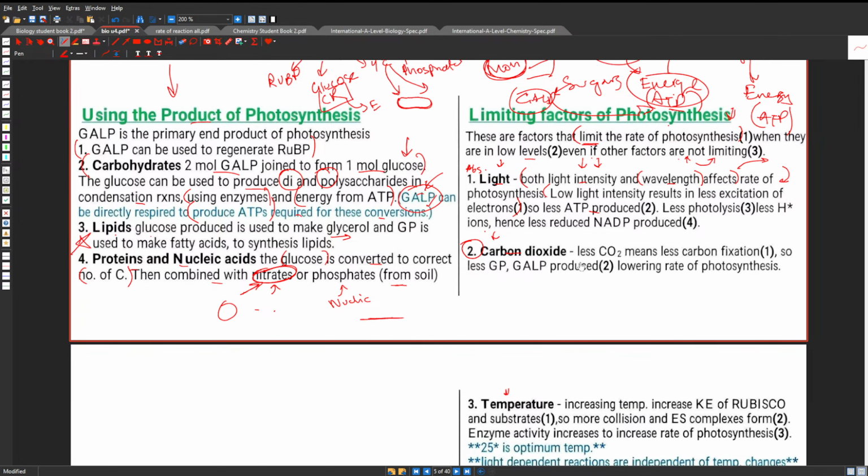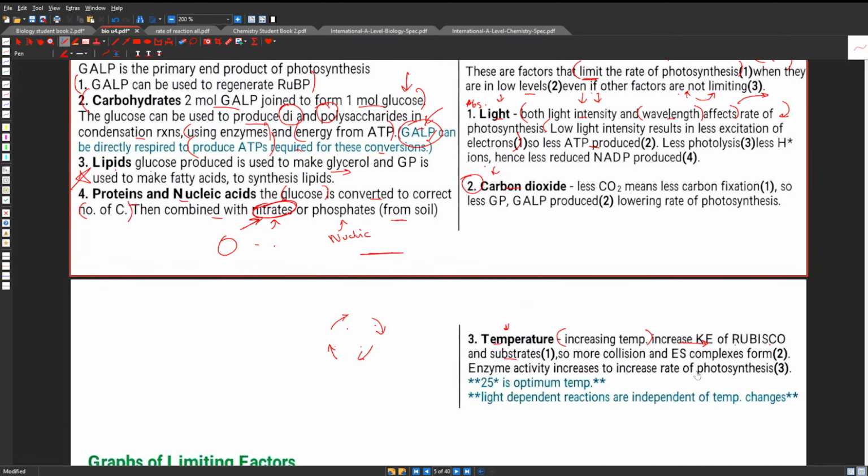Lastly, temperature, because all the reactions in the Calvin cycle are controlled by enzymes. It's very reasonable to say that temperature is an extremely important factor for controlling the rates of all of these. If you increase the temperature, you increase the kinetic energy of the Rubisco enzyme and its substrates. So there are more collisions and ES complexes form faster. As a result, enzyme activity increases, increasing the rate of photosynthesis.